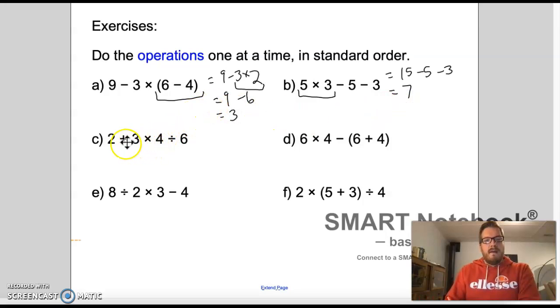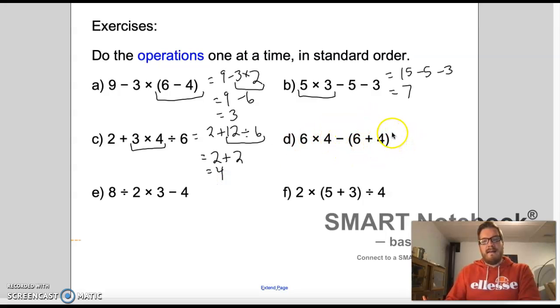Over here, I have addition, multiplication, and division. This stuff here is actually going to get done first. So that's 2 plus 12 divided by 6. Now I have addition and division, and the division gets done first. So that's going to be 2 plus 2, and that's going to be 4.